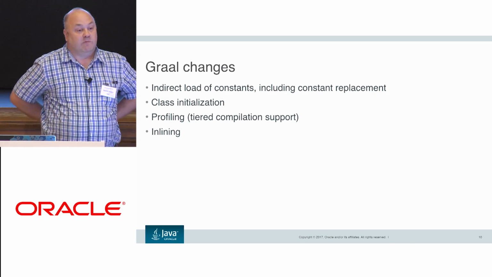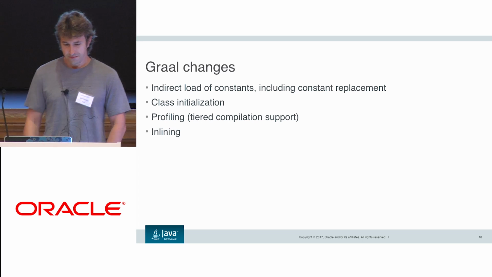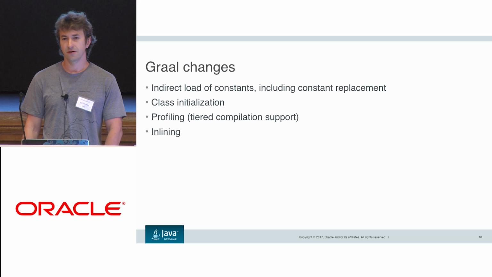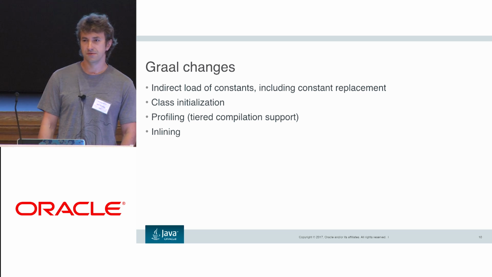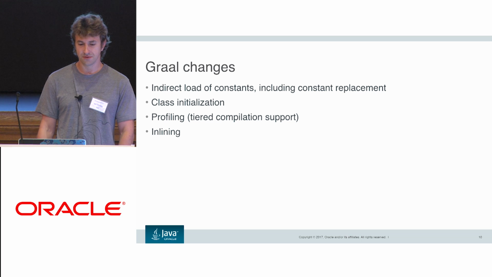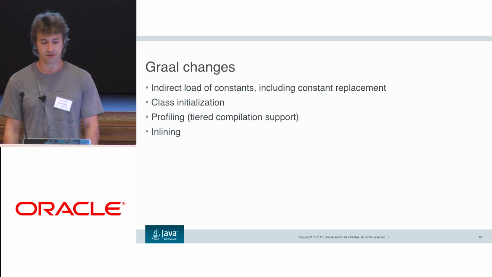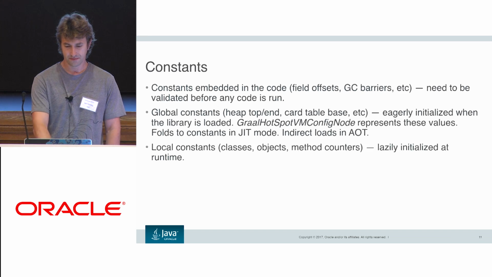So now we talk about Graal changes. In order to make Graal work as a general purpose AOT compiler, we had to make a few changes to handle constants, class initialization, add tier compilation support, and do some tweaks to the inlining policy.